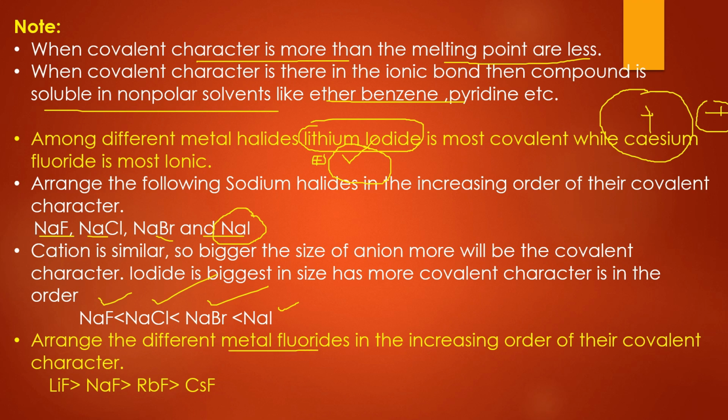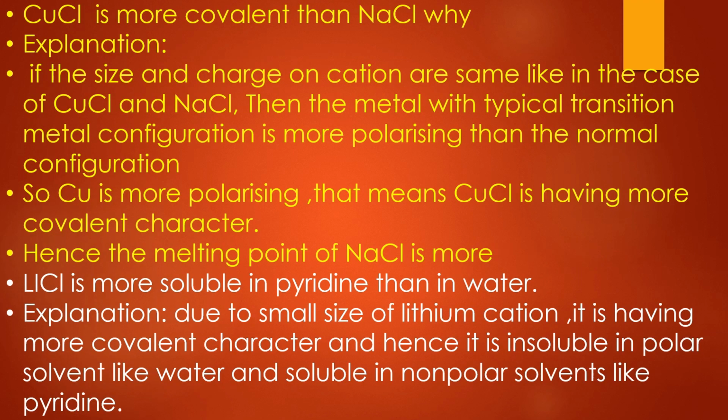Now let us take another example. Arrange the different metal fluorides in the increasing order of their covalent character. In metal fluorides, we are again taking the same first group fluorides: lithium fluoride, sodium fluoride, rubidium fluoride, cesium fluoride. As anion is same, so we concentrate on the cation, and cesium having biggest size, so it is having least covalent character.